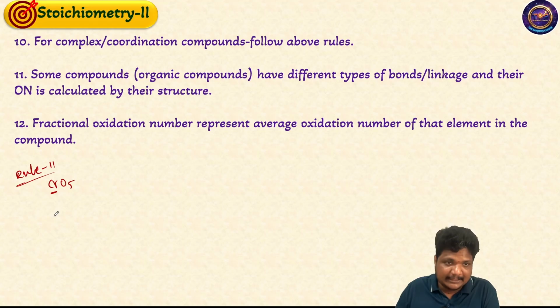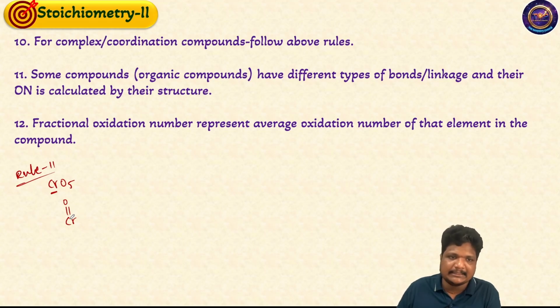Let us see the structure of CrO5. This CrO5 has a butterfly structure. One of the oxygens has an oxide linkage, that is Cr double bond O. The remaining four oxygens have peroxy linkage. So here this oxygen will have -2 oxidation state, and these oxygens will have -1.